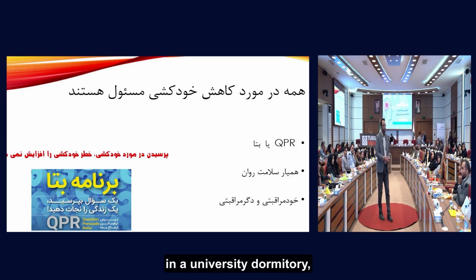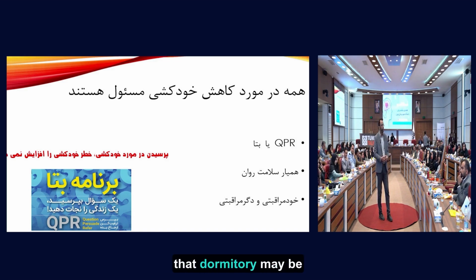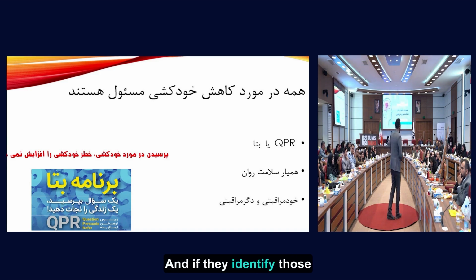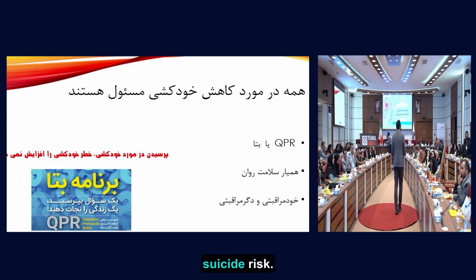For example, in a university dormitory, all students should be aware that one of the individuals in that dormitory may be at risk of suicide. If such a situation arises, they should know the warning signs that indicate how a person is at risk, and if they identify those warning signs, they should take specific actions to reduce the suicide risk.